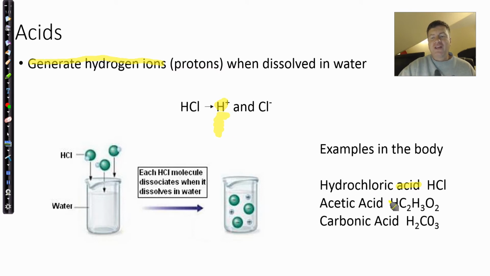But here are some other examples. Acetic acid and carbonic acid, again, when put in water, are going to break apart and they're going to produce at least some, well, a number of these hydrogen ions, these protons, and therefore they are classified as acids.